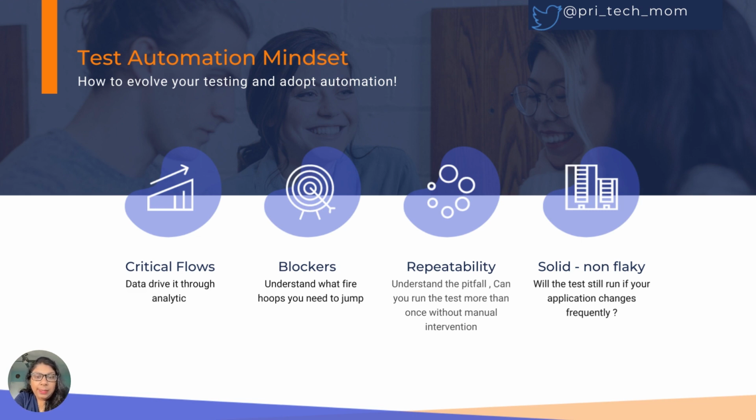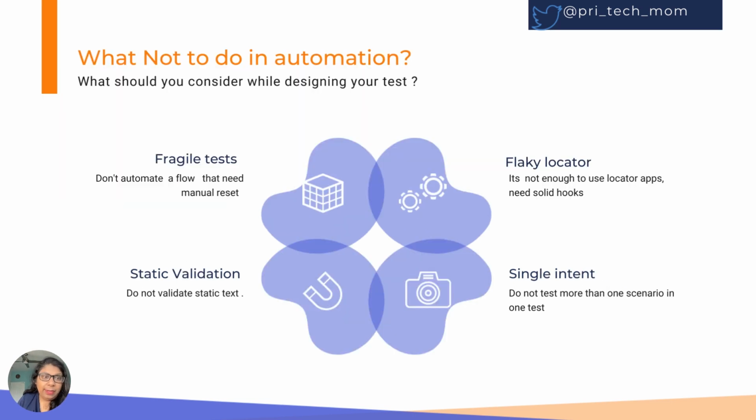And next one is solid and non-flaky. You should not be creating a test in such a way that the developers or the testers cannot get reliability from it. It fails because the locator changed. It fails because the button moved up. It fails because the button classes changed. So all these are very valid practical points, and you have to make sure you learn all the nooks and crannies to make your test case solid. So automation mindset is very, very important.